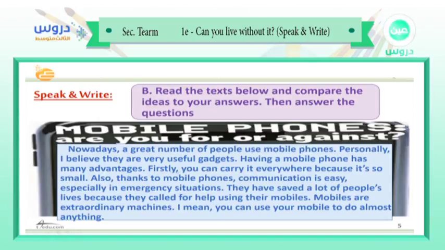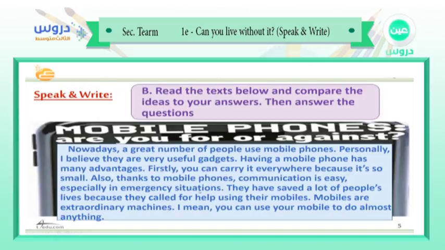In a paragraph, he usually lists the advantages, or whatever you want to say. You list them using these linking words: firstly, next, then, in addition, okay? So he started with firstly. You can carry it everywhere because it's so small. So it's convenient. He's speaking about how convenient it is. Here's the linking word: also, thanks to mobile phones, communication is easy, especially in emergency situations.